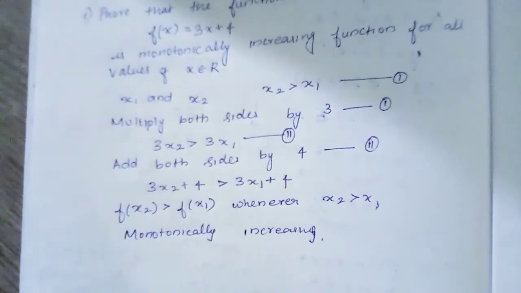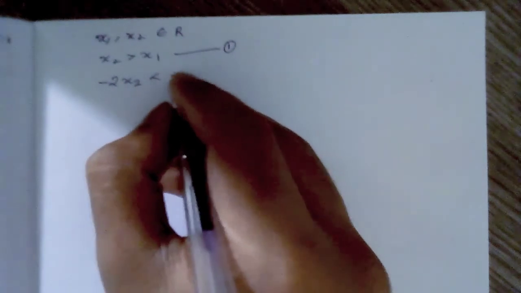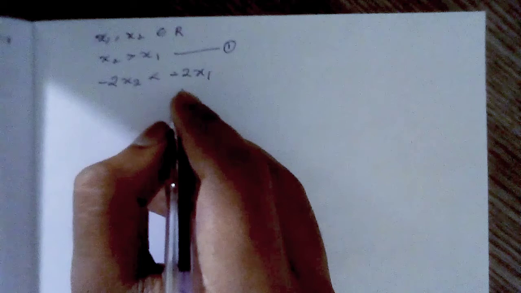Okay, let us do the second question. Show that function f of x is equal to 7 minus 2x is monotonically decreasing for all values of x which is a member of R. Consider two values of x, say x1, x2, which is a member of R, and say x2 is greater than x1. Now, this is the first. If we multiply both sides by minus 2, we get minus 2x2 is less than minus 2x1, because if you multiply both sides by minus, the sign changes.